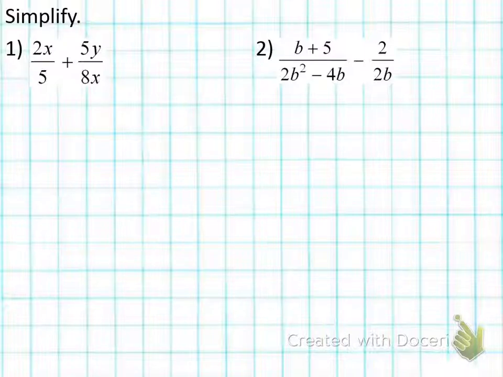Now today we're not doing numerical fractions, we're doing polynomial fractions. So over here we still do what we did before. We have 2x over 5 plus 5y over 8x. We check for excluded values because we don't want any denominators that are equal to 0. This first denominator of 5 is not equal to 0, never equal to 0, but 8x can. So I'm going to take that and put it to the side.